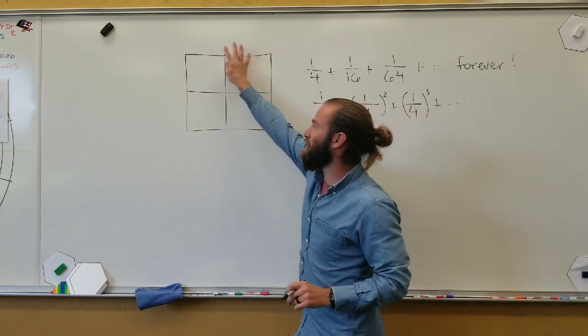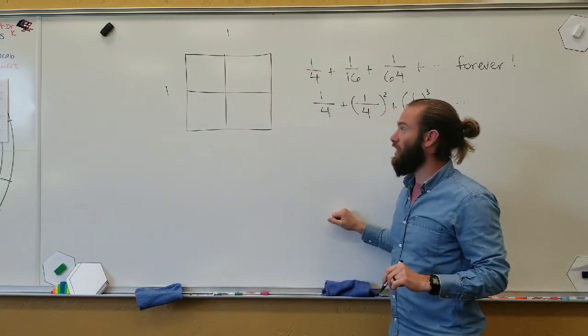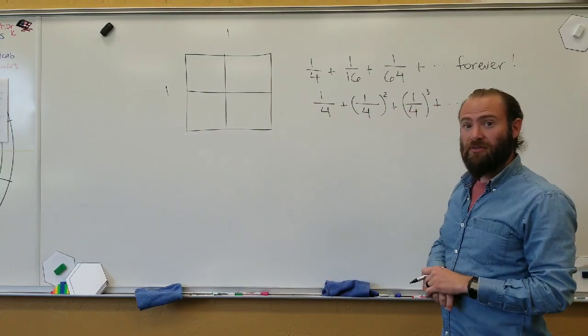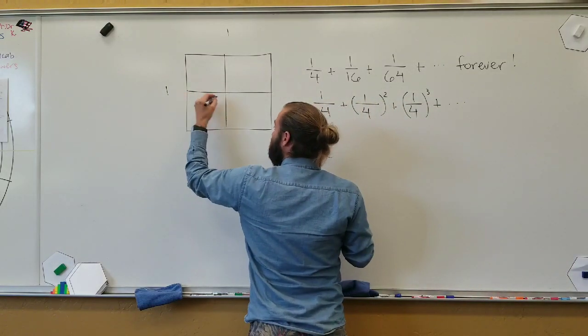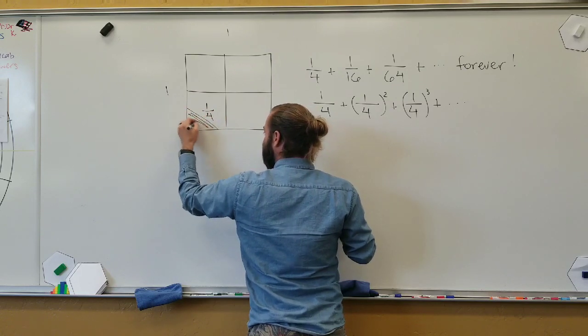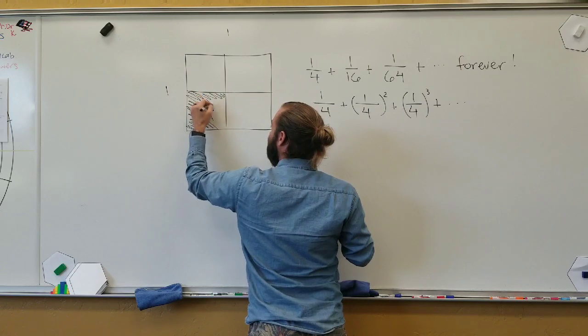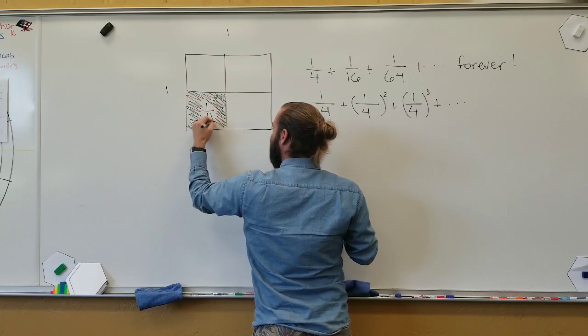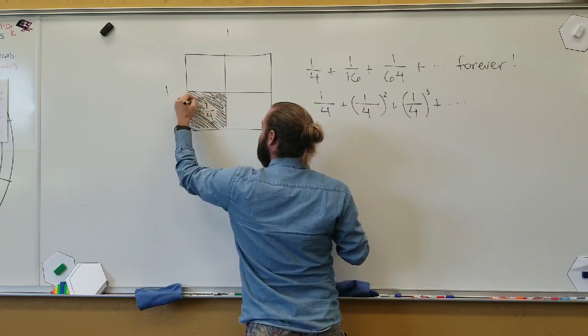If this whole thing represents 1 unit, so let's say this is 1 on all sides of that square, how much of it is 1/4? We'll shade it in. It's just one of those pieces, right? So this here represents 1/4, and I'll do my best here to have it all shaded in nicely, okay? It'll help us visualize this in a minute.